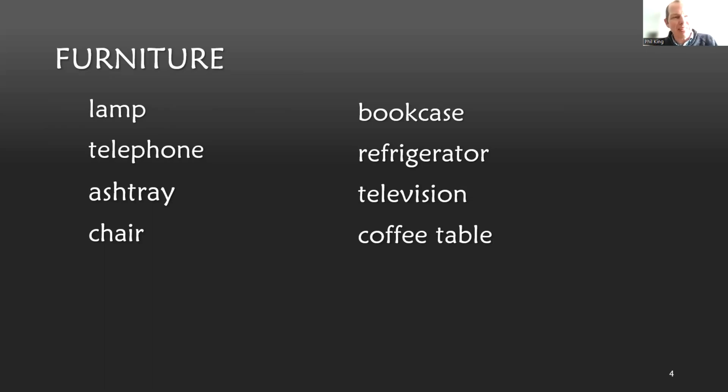But what about these? Here's a list of different words: lamp, telephone, ashtray, chair, bookcase, refrigerator, television, coffee table. Are these all furniture? Have a think. Which ones do you think are furniture? Which ones aren't furniture? Are some better examples and some worse examples? What is it about something that makes it furniture?